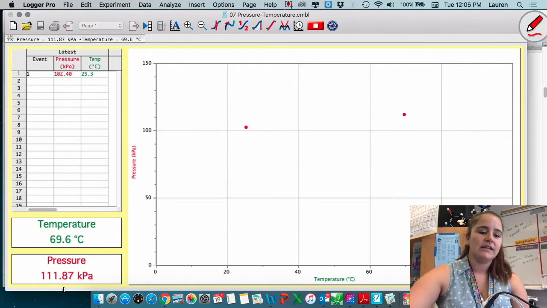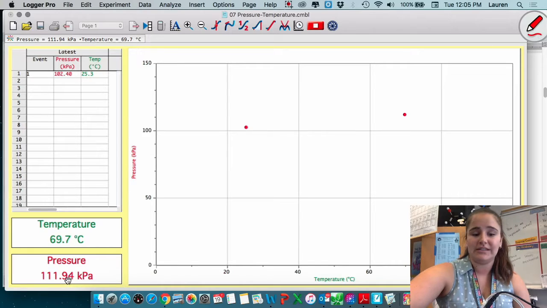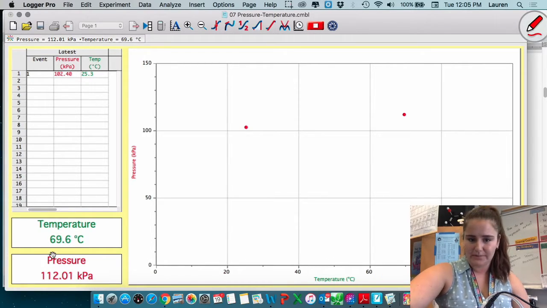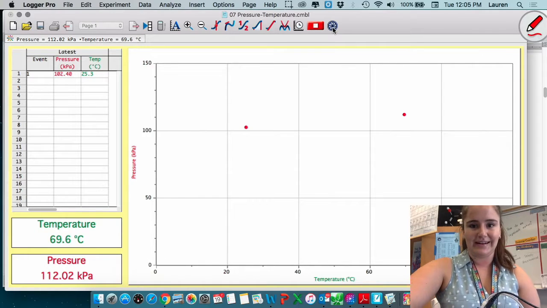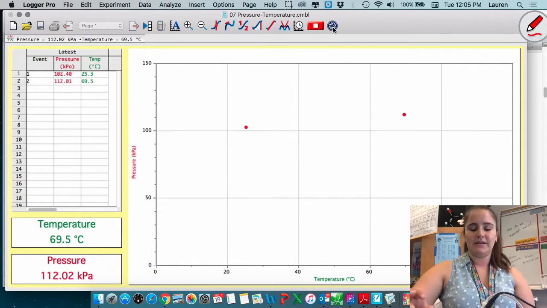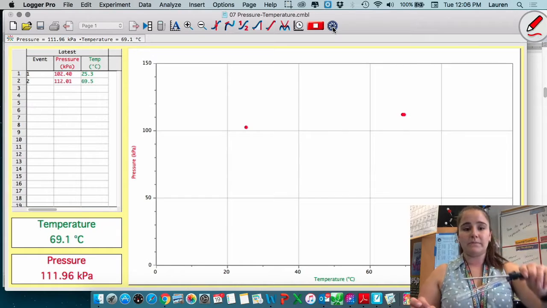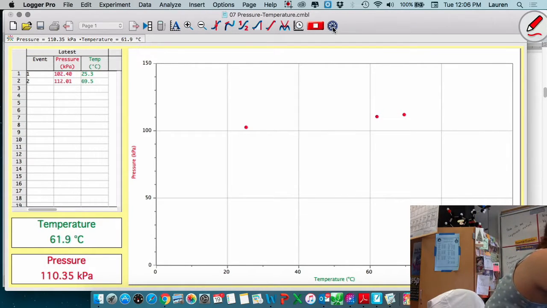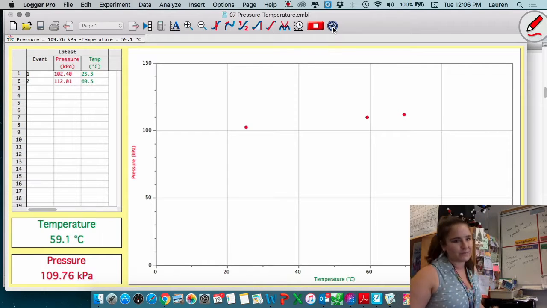So we can see here that the pressure is still increasing. Or is it not? Is it staying? Looks like it's staying pretty much around 111.93 to 111.95. Temperature is staying pretty consistent, so let's go ahead and keep that data point. Now I'm going to take them both out of the hot water, move the hot water out of my way, and in my fridge I have some cold water.